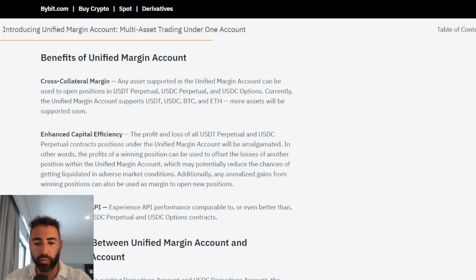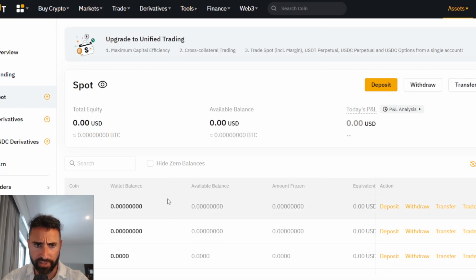Anyways, lastly here, we'll go into how to actually do it. It's pretty simple on ByBit. We'll be using this one for the demonstration. There's just a complete testnet account.